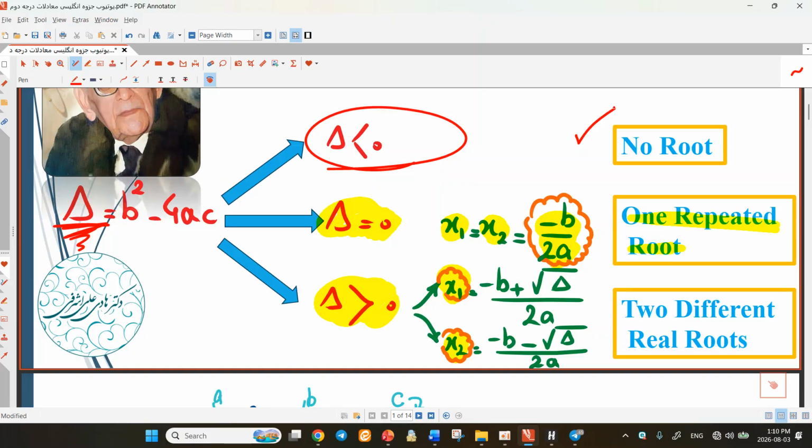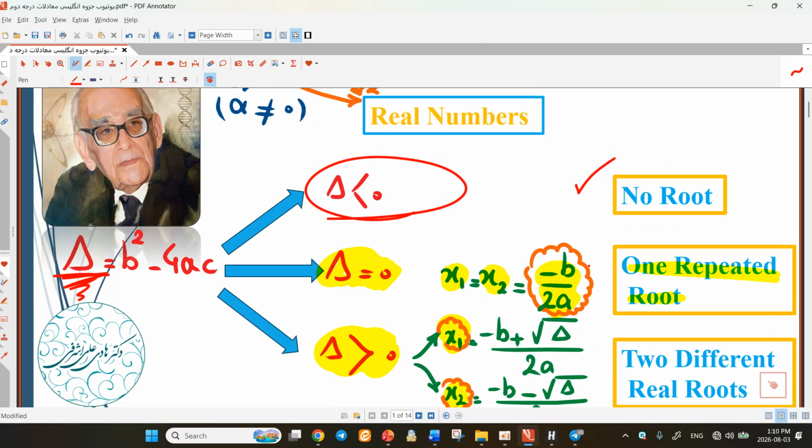Today we learned how to solve the quadratic equation and how the discriminant tells us the number of solutions. We have 3 types: the first is a negative discriminant, the second is equal to 0, and the last, the third one, is positive.